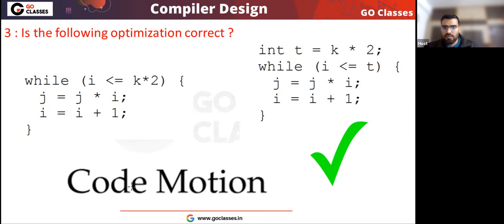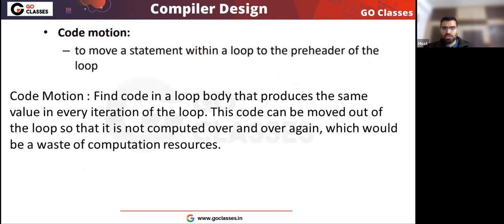What is code motion? It means that you are moving the code outside. See, this expression is not changing, so you can move it. Don't keep it in the loop, just put it outside the loop. Is this clear to everyone? This optimization is called code motion.